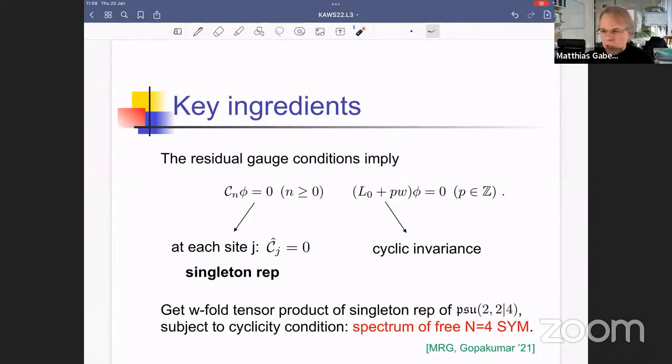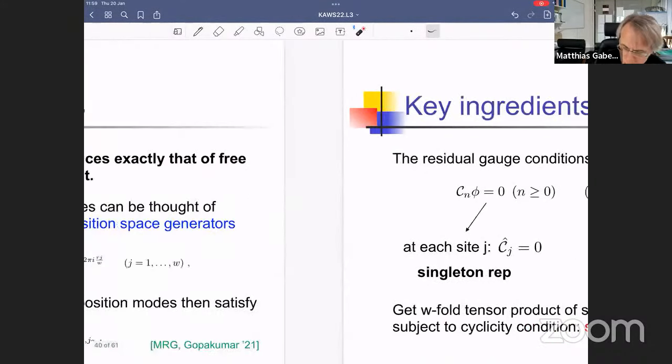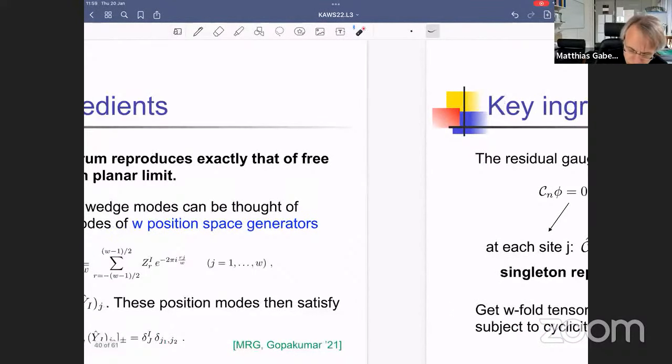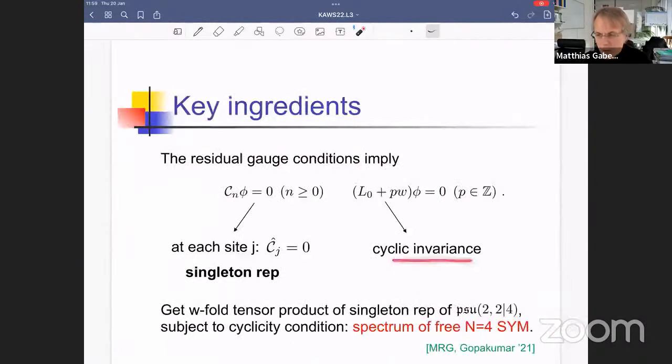So all told, you're going to get W many copies, because you have W many sites. This runs from 1 to W. At each site, you have a singleton representation because of this condition. And then you only retain those states that are cyclically invariant. And it's known that that reproduces exactly the spectrum of free super Yang-Mills.